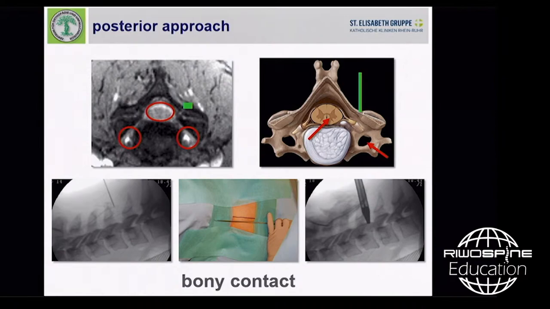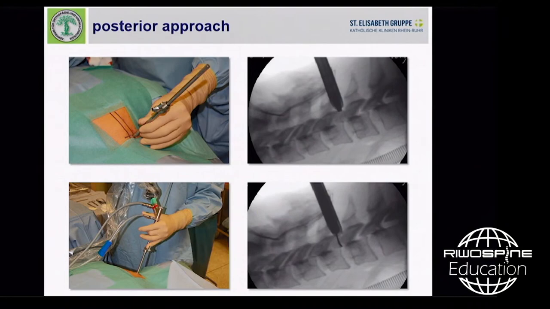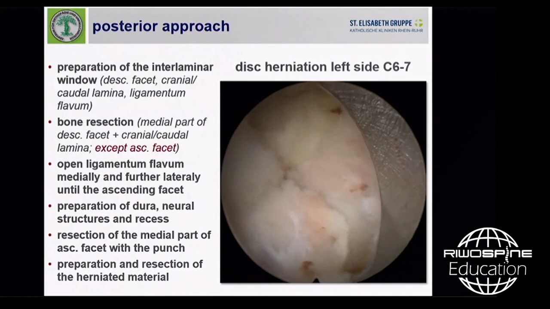Avoid being too far in the middle. Avoid being too far lateral. That's the reason why you should mark your landmark before you start with your skin incision. The operation cannula is inserted, opening to the medial aspect, and the endoscope is inserted. Then it's a very standardized procedure.